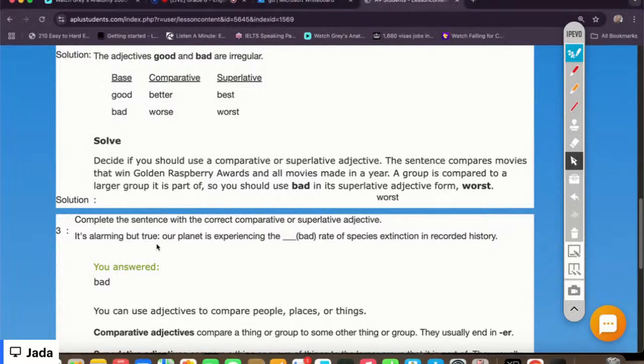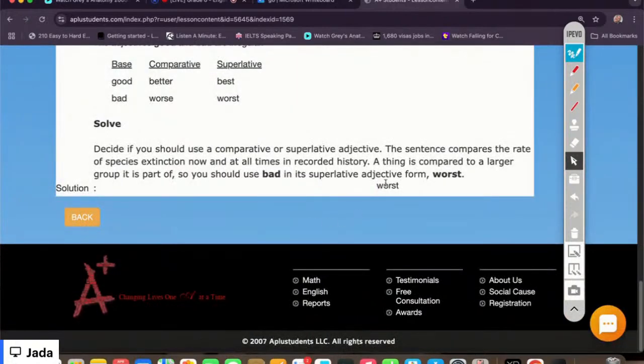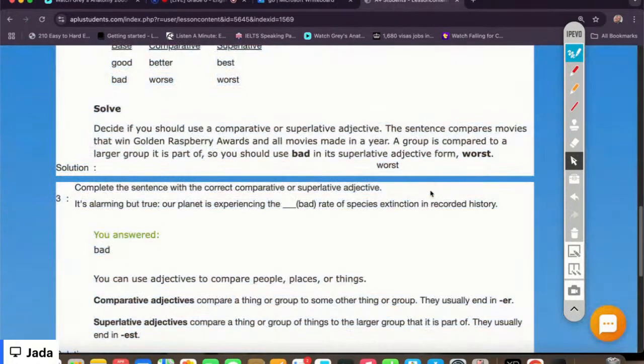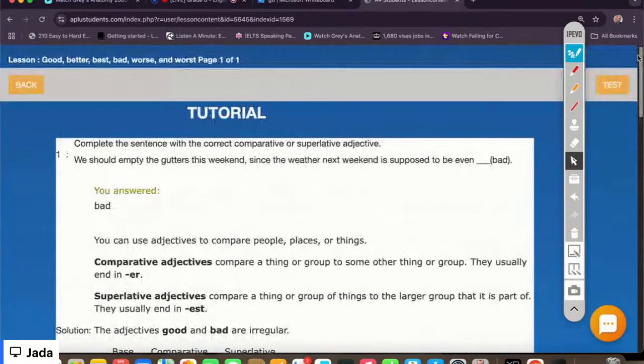So we have, it is alarming but true, our planet is experiencing the bad rate of species extinction in recorded history. So of course we're going to have worst. Because this is comparing a whole lot of species, so it's not just a smaller group, it's talking about species extinction. So we know that it's a lot larger group. And the first one was comparing this weekend to next weekend, so it's just comparing between two. So usually if it's comparing just two things, it is comparative, and if it's comparing a larger group, we have the superlative.